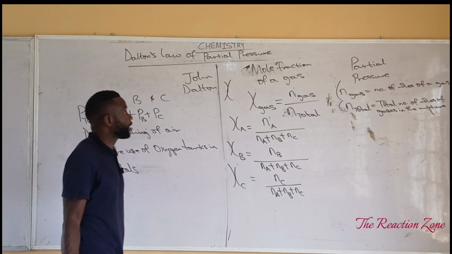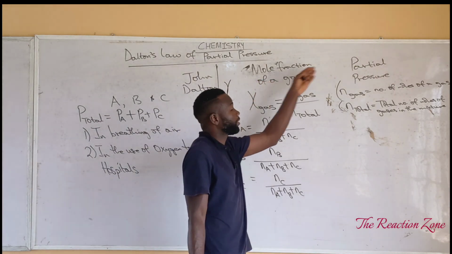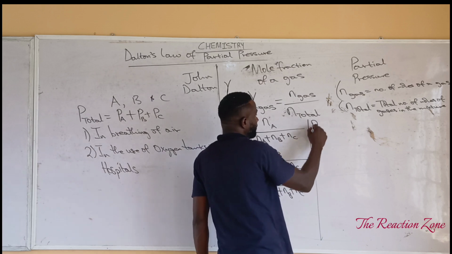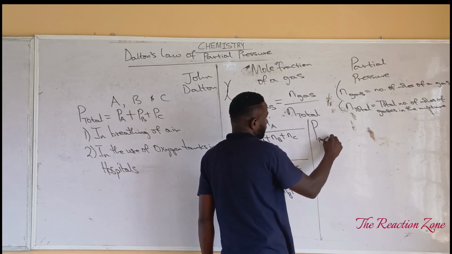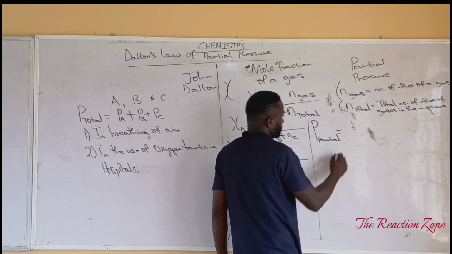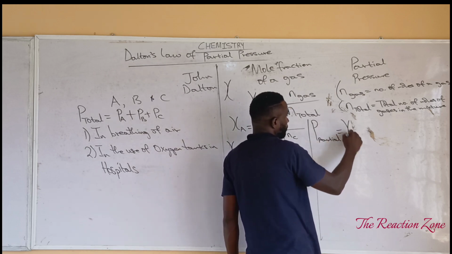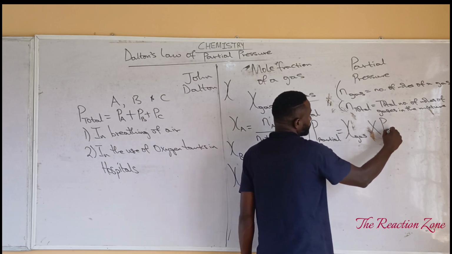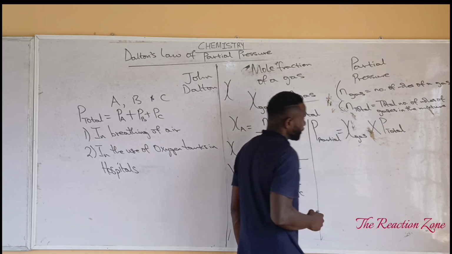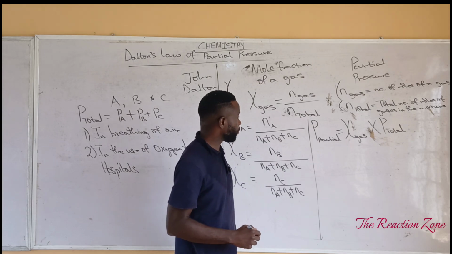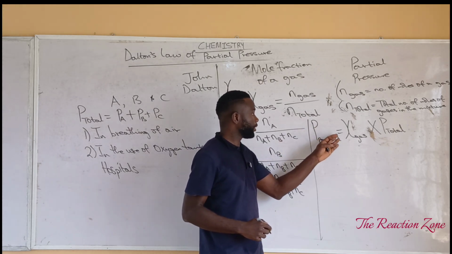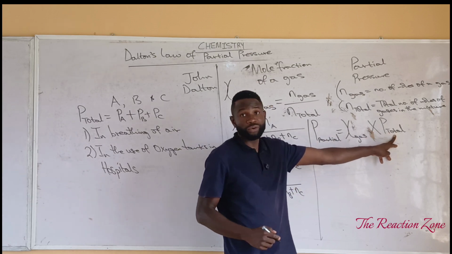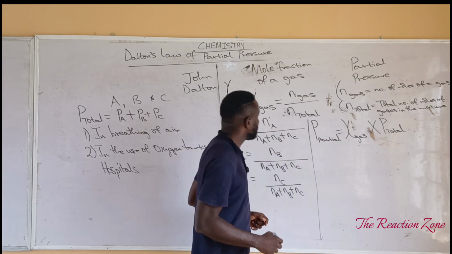Now, what is the relationship that exists between the mole fraction of the gas and partial pressure? The partial pressure of a gas equals the product of the mole fraction of that gas multiplied by the total pressure of the gases in the mixture. So, the partial pressure of the gas is equal to the mole fraction of the gas multiplied by the total pressure of the gases in the mixture.